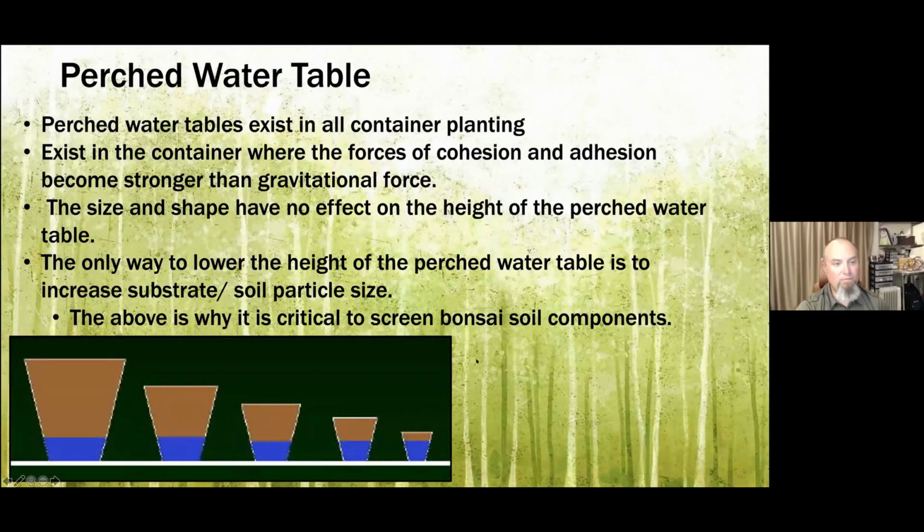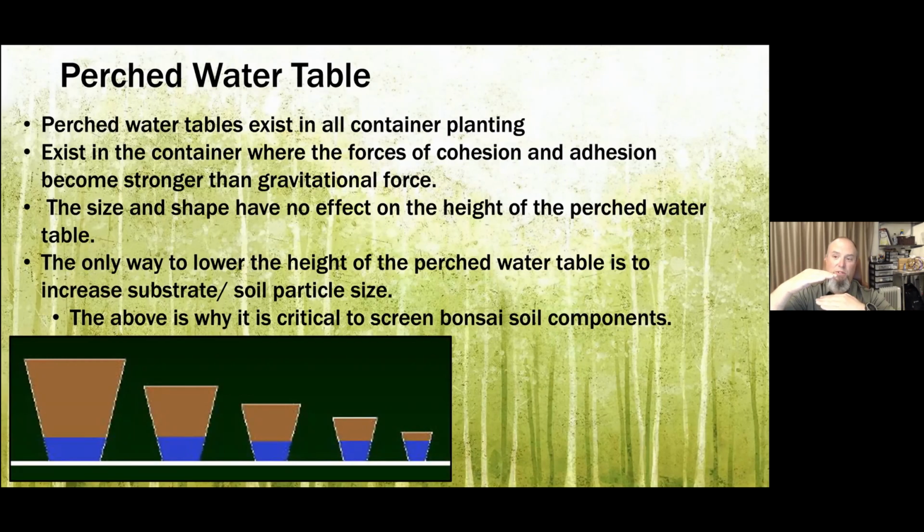Okay, so as you kind of saw in the demonstration there, the perched water table is going to be in any container. The only thing that changes it is the depth of that container will allow it to drain because of gravitational force. When you hit that bottom, that's the forces of water able to hold on to itself. The soil particles in the container are stronger than gravity, and it just sits. Now, the size and shape have no effect on the depth of that perched water table.